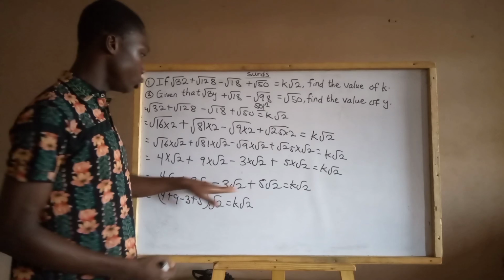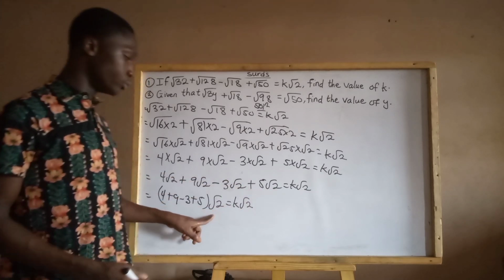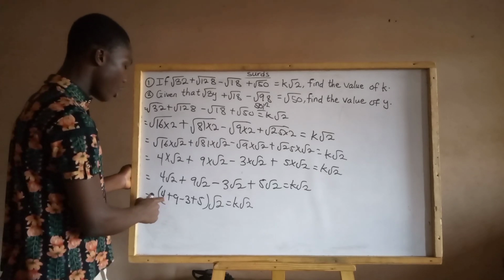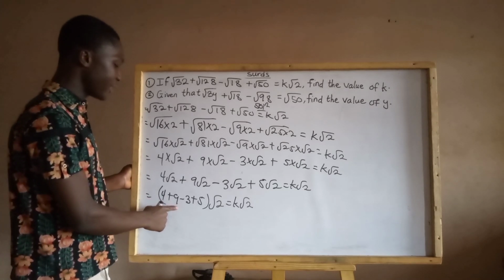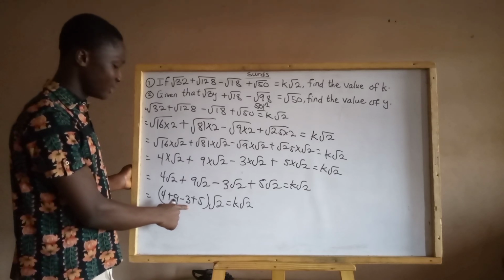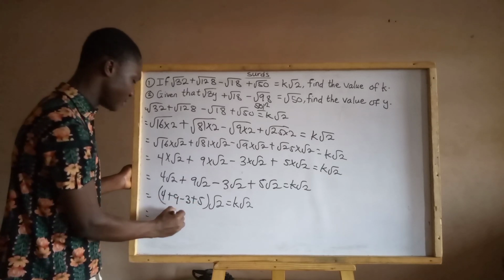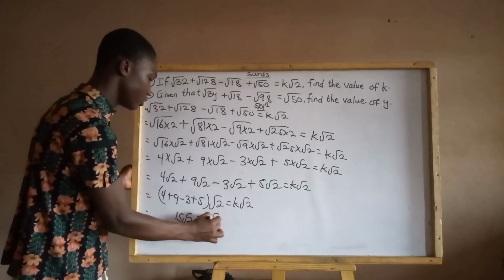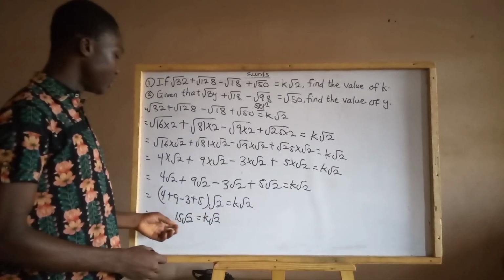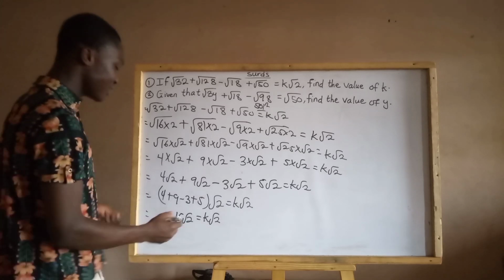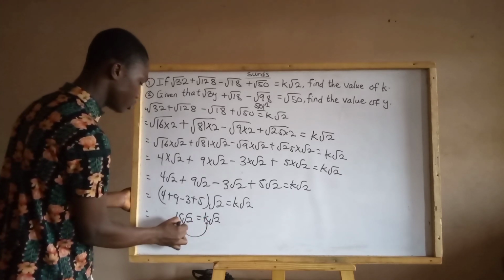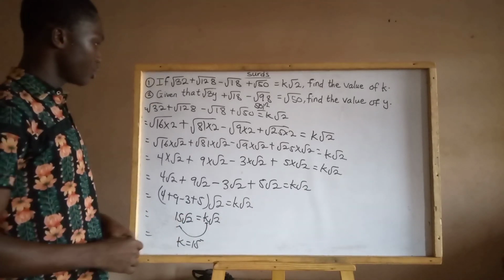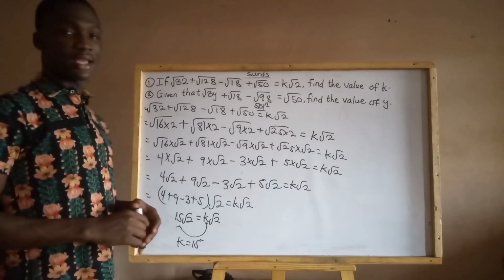And since they are all root 2, we give them just root 2. It's equal to k root 2. So now here, 4 plus 9 gives 13. 13 minus 3 gives 10. Then 10 plus 5 gives 15. So you have 15 root 2 is equal to k root 2. Comparing 15 root 2 to k root 2, you can clearly see that k is equal to 15. Now the value of k in this question is 15.